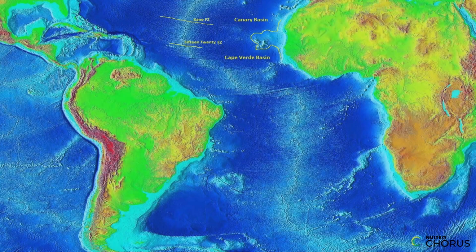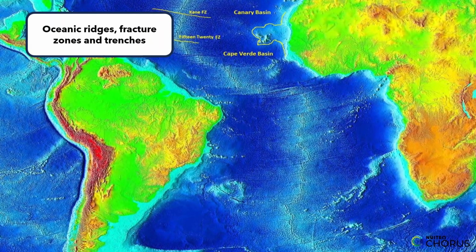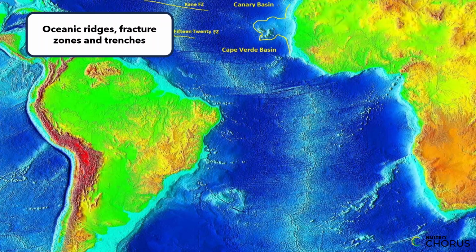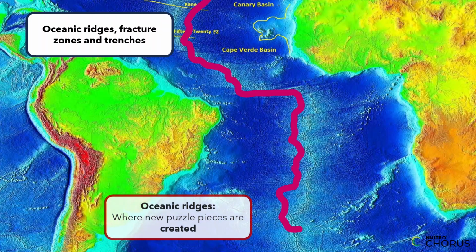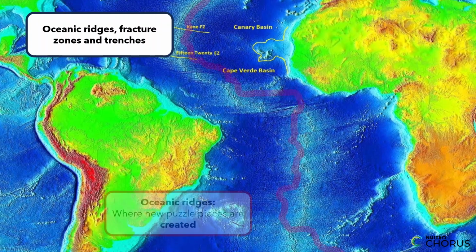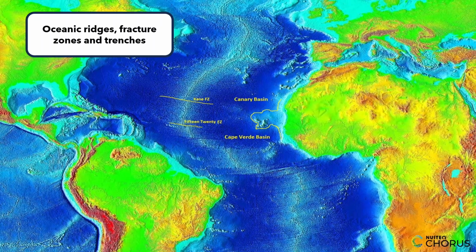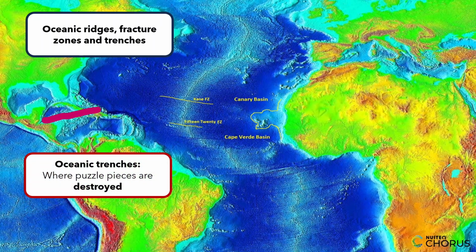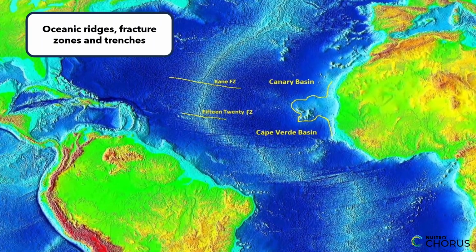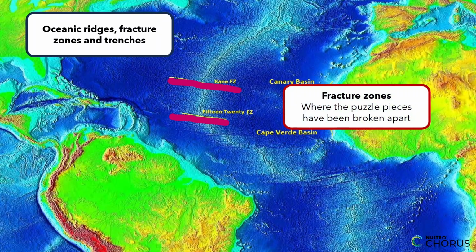Lastly, if we look at the ocean floor, we can see different structures, like ridges, fracture zones, and trenches. These structures are like the lines on a puzzle piece that show how the piece was put together. The ridges are the places where new puzzle pieces are being created, while the trenches are the places where puzzle pieces are being destroyed. And the fracture zones are the places where the puzzle pieces have been broken apart.